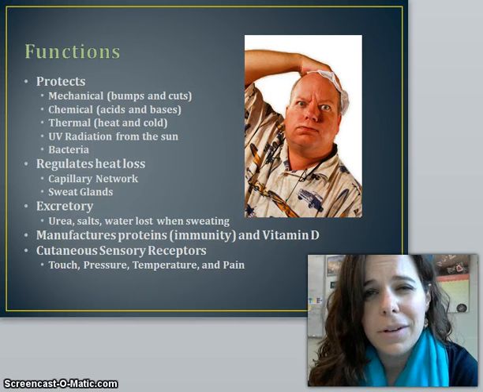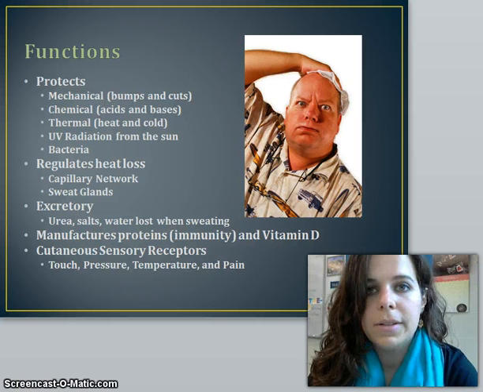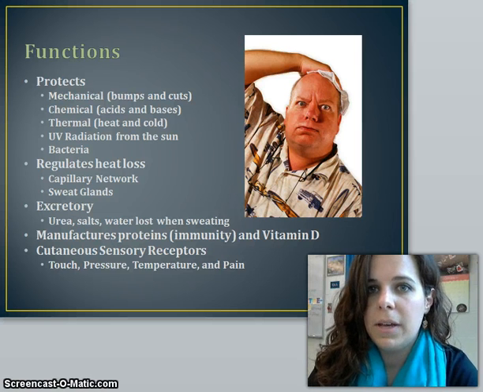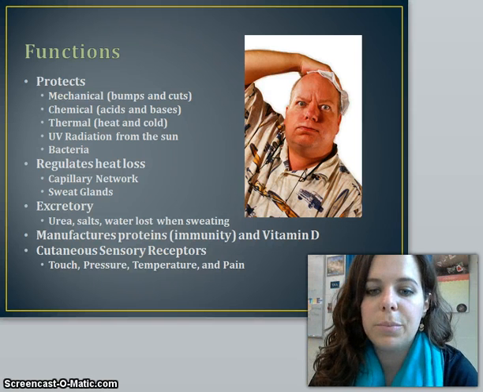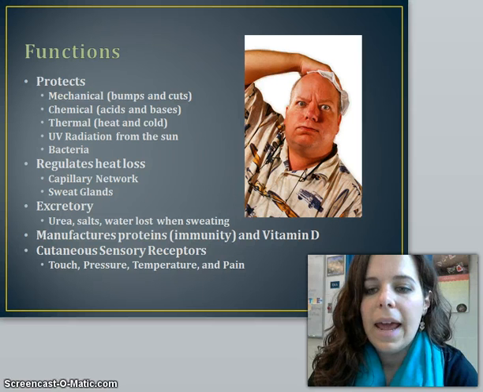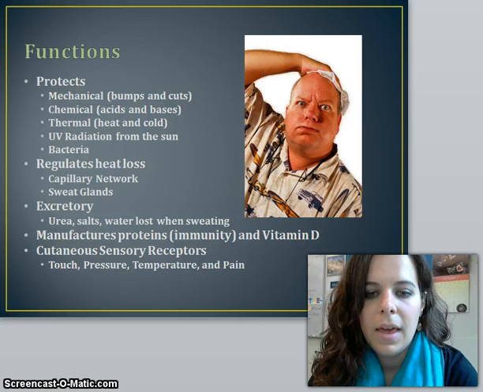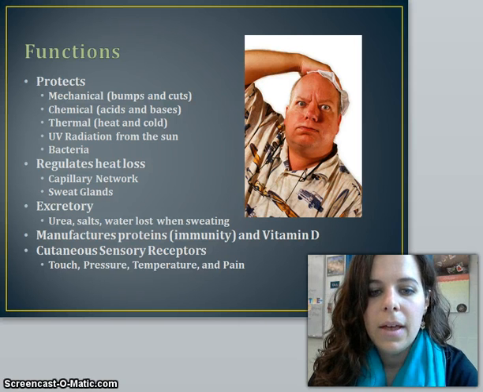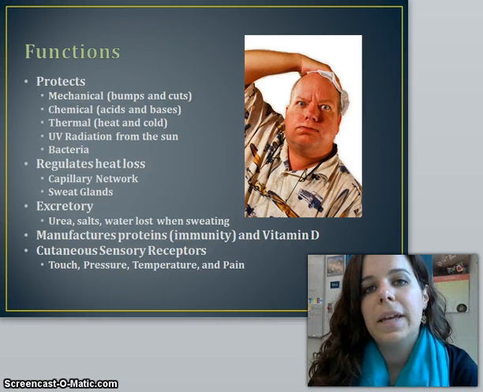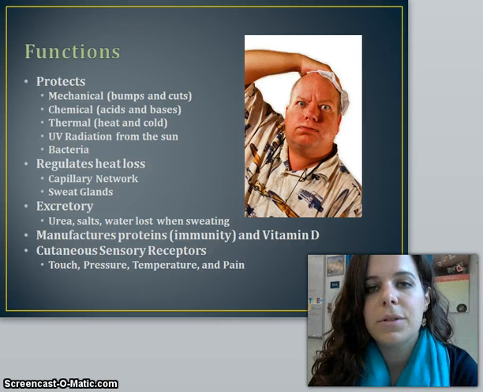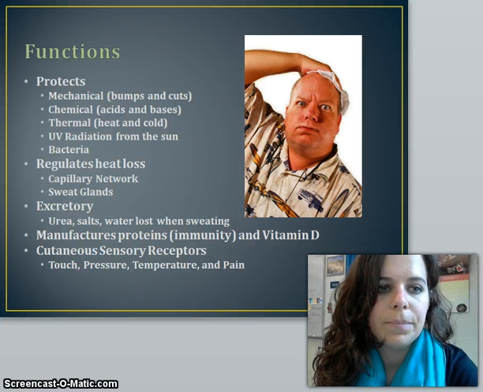It has some excretory functions. Think about when you're sweating, you lose water, you lose salts, and you also lose some urea, some waste from your body. The integumentary system also manufactures proteins related to your immunity, and vitamin D. Vitamin D is very important for calcium uptake. And it has sensory receptors in it as well: touch, pressure, temperature, and pain. And remember, this is all relating back to our essential question of how the skin and other body membranes protect us from injury and infection.